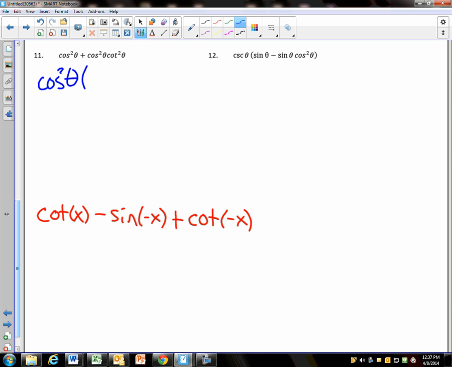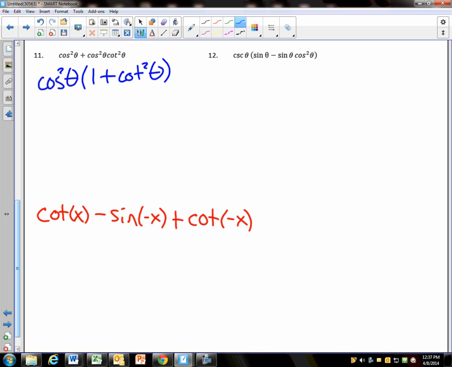We saw this kind of example earlier. I put it back in here to see if you'd remember that. When I factor out a cosine squared, what are you left with here? 1 plus, and what are you left with here? Cotangent squared. Very good.